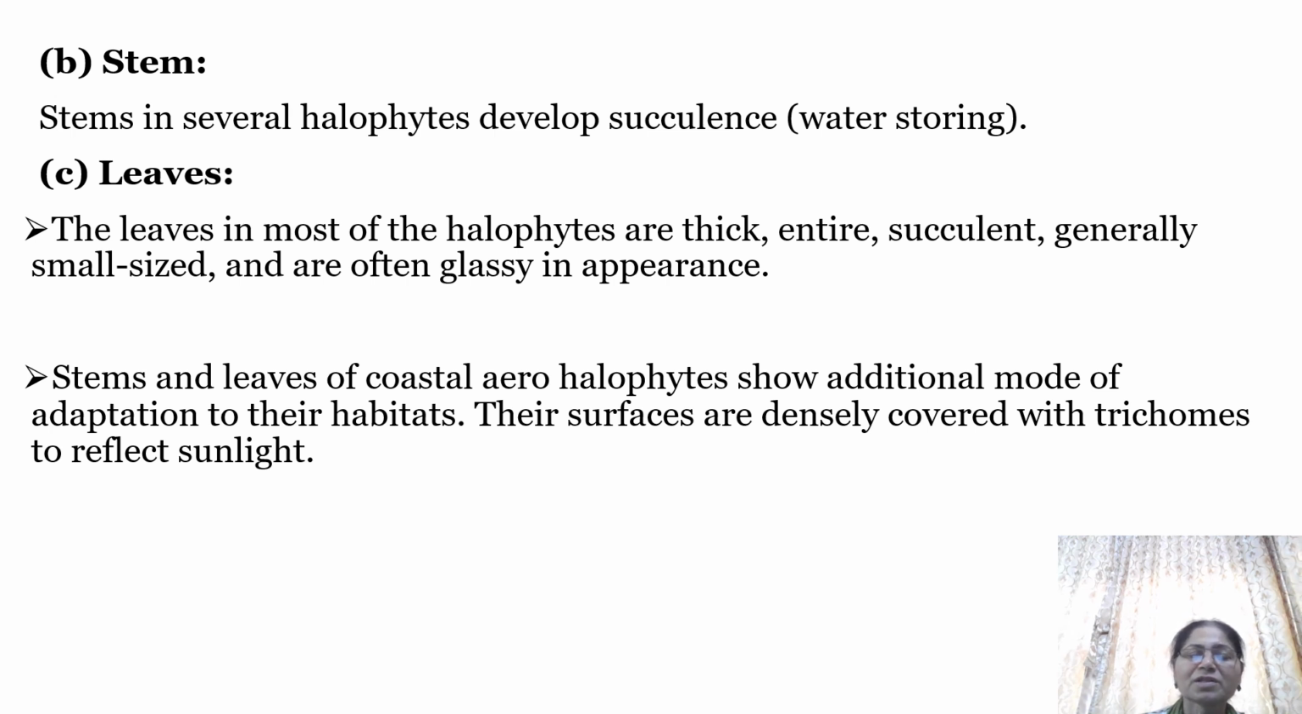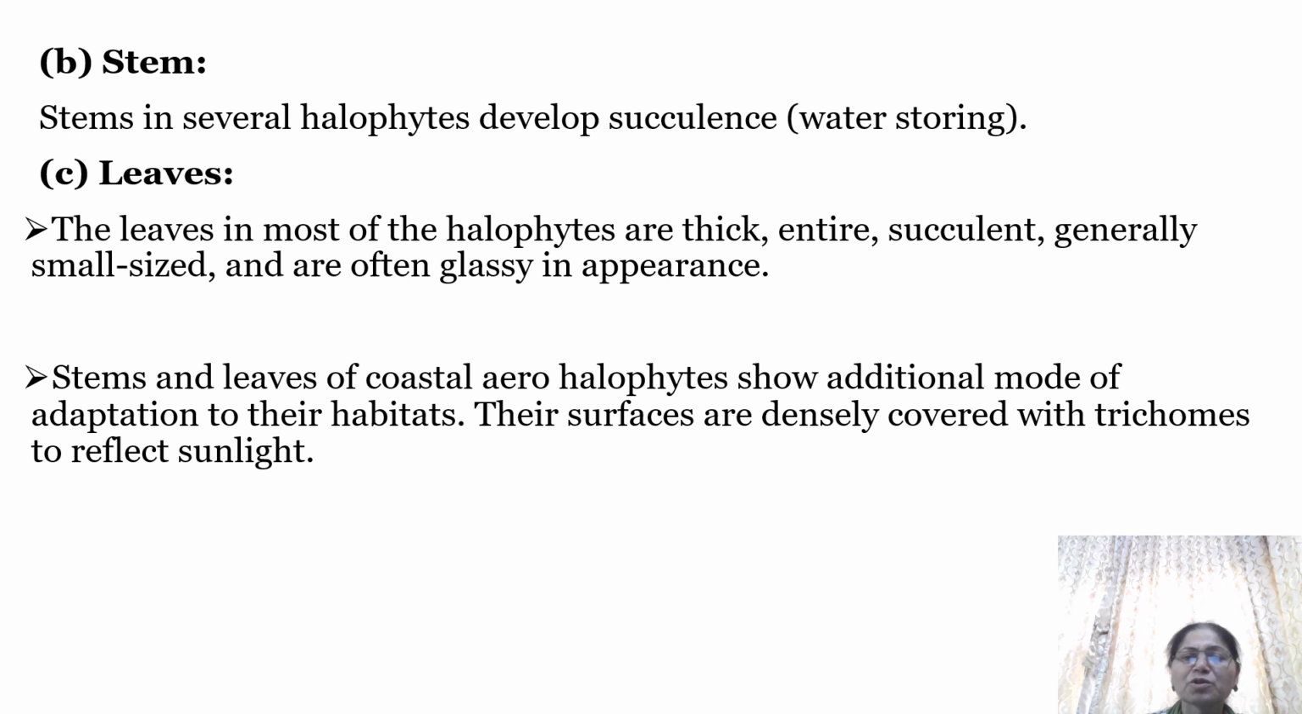Okay, so this is all about the root system. In the root system, they have the stilt roots, the root buttresses, and the pneumatophores. So there are three different types of adaptations present in the roots. Now the stems, they are succulent. Most of the halophytes have succulent stems. Succulent means a water storing organ.